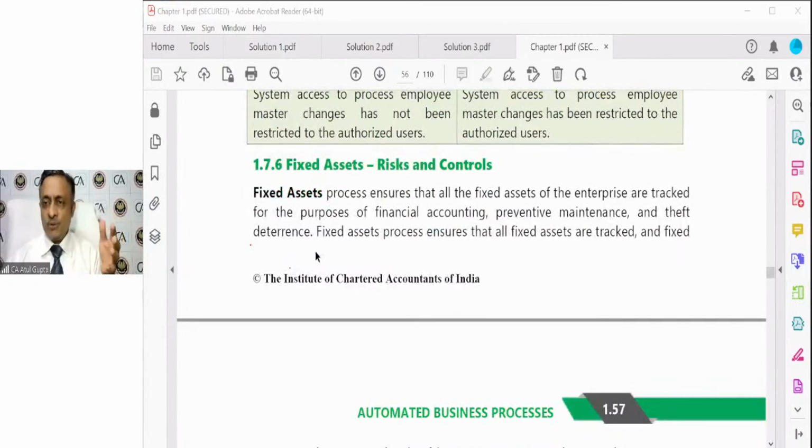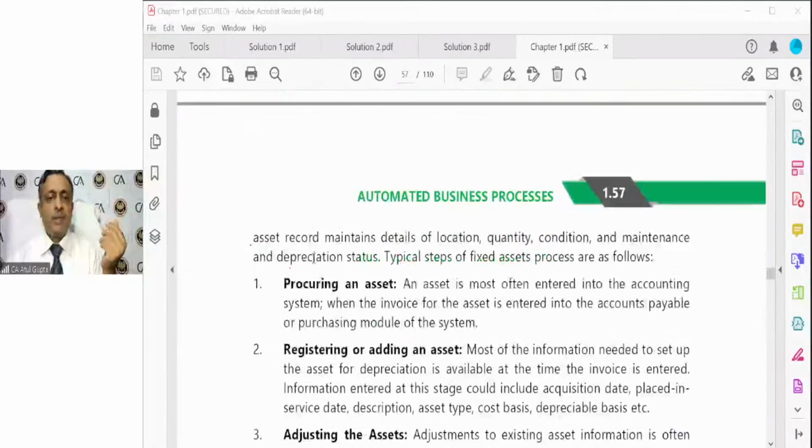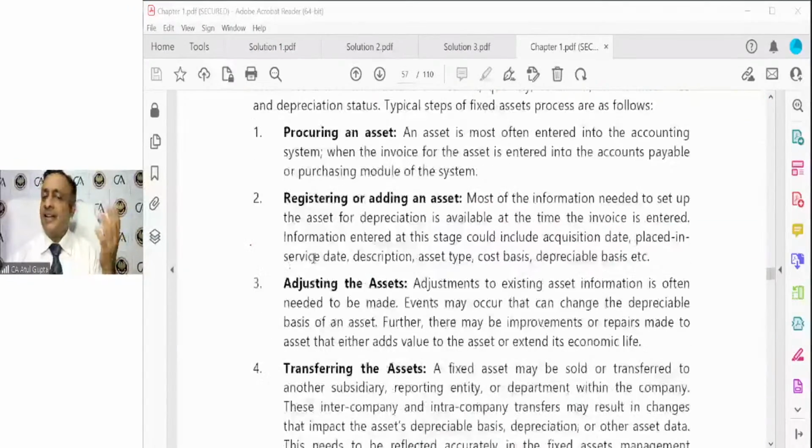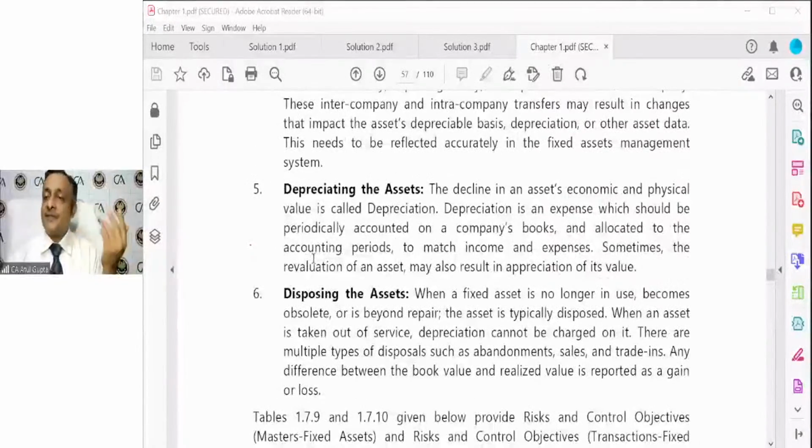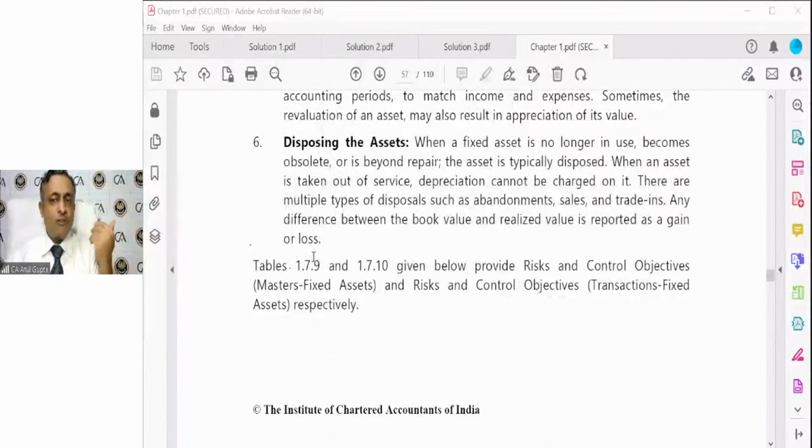I'll ask you to go through this, read through them. But procurement, registering, adjusting, transferring, depreciating, disposing. This is the asset life cycle. So each aspect has to be very properly catered for in the system.